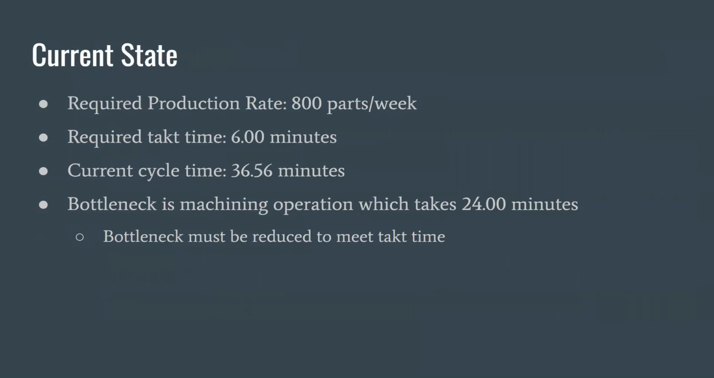Currently, Cast-Rite has a contract with a well-known marine manufacturing company to manufacture a motor mount at a rate of 800 parts per week, meaning that their takt time must be 6 minutes, as the part is run for 2 8-hour shifts. In their current state, their cycle time is around 36.56 minutes, with a bottleneck occurring at the machining operation, which takes 24 minutes.